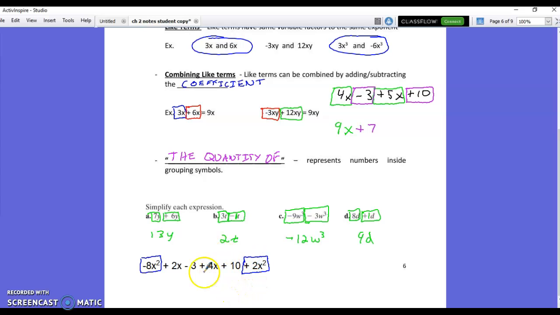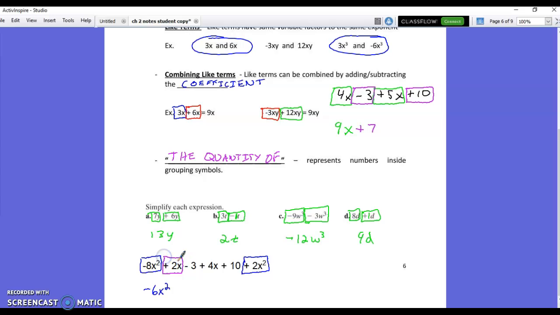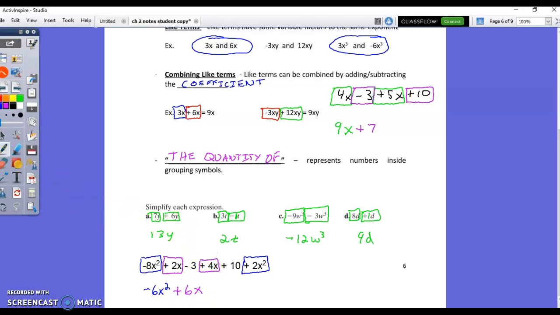So those are like terms, which means I can combine them. Negative 8 plus 2, just the coefficients, would be negative 6x squared. So we include that. Now I'm going to take a look at this next term. This is a positive 2x. A like term with a 2x, or any x, has to contain an x. And if I look, I see this 4x. And again, I'm going to include that plus in there. So then I have a positive 2 and a positive 4. 2 plus 4 equals 6. So that would be a plus 6.